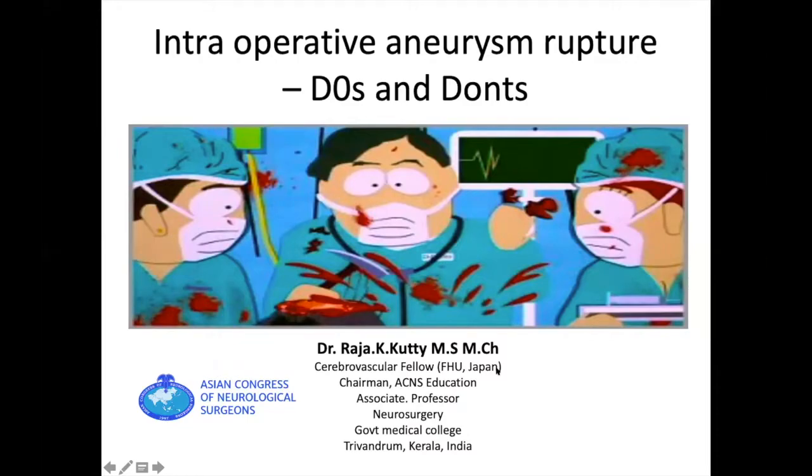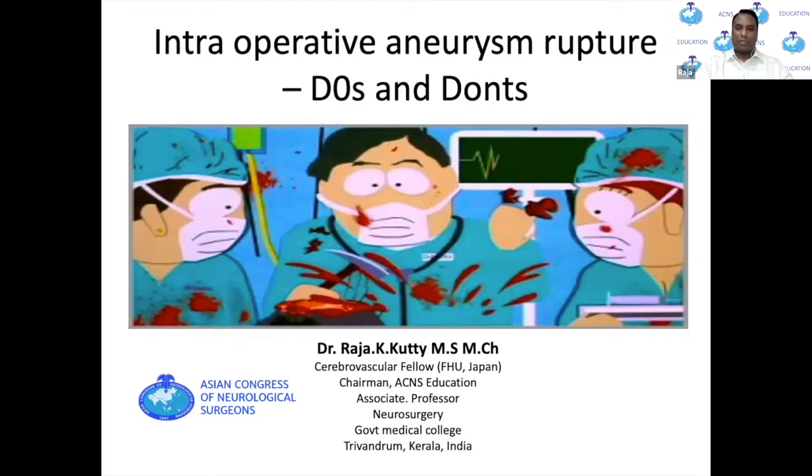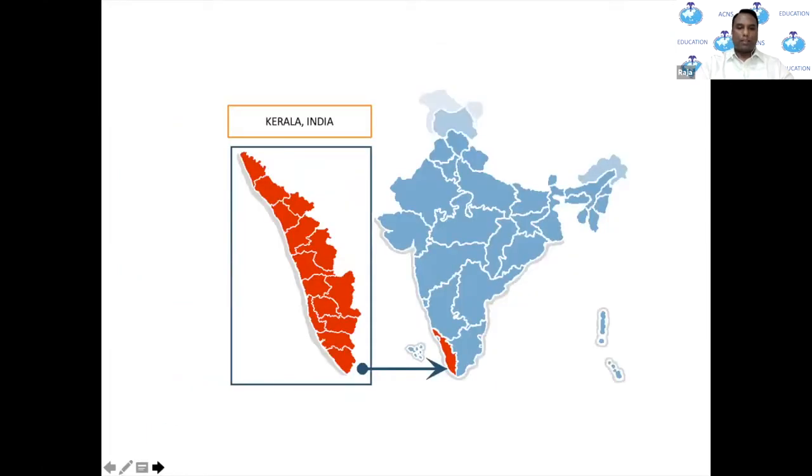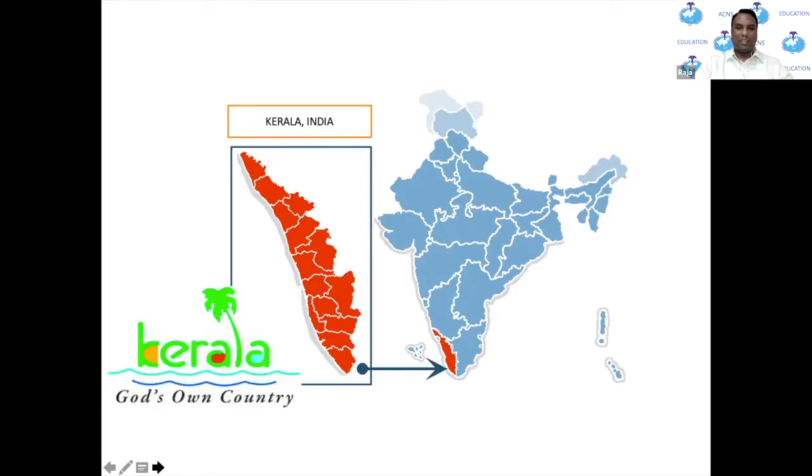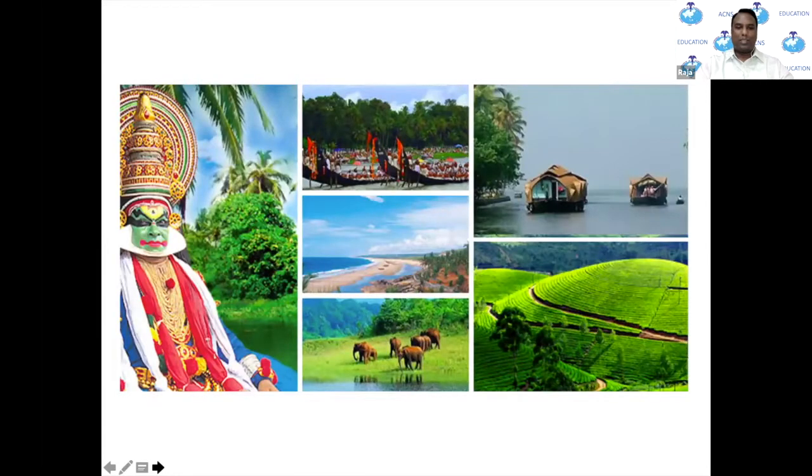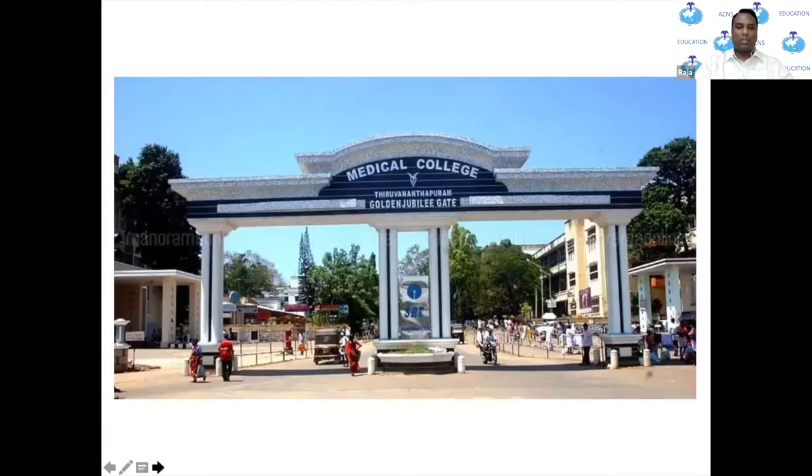So, my lecture for today is intraoperative aneurysm ruptures: do's and don'ts. I come from this small, elongated piece of land in the southernmost tip of India, which is Kerala. It is also known as God's Own Country due to its lush green forests and scenic beauty. This is the place I work, and this is one of the largest tertiary centers in the state of Kerala.